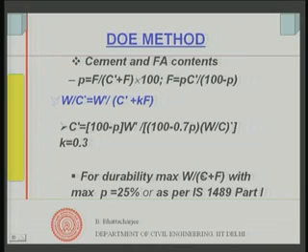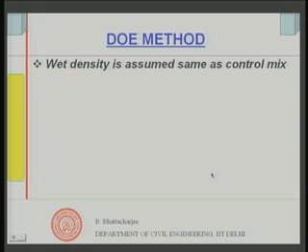Similarly, calculating total minimum cement content C plus F, use that F which is determined from this if P is less than 25. If P is 25 or more, then use P equals 25 to calculate F, and that F can be used for minimum cement required. Maximum water cement ratio, same thing can be done. That is how I can take care of the durability aspect.